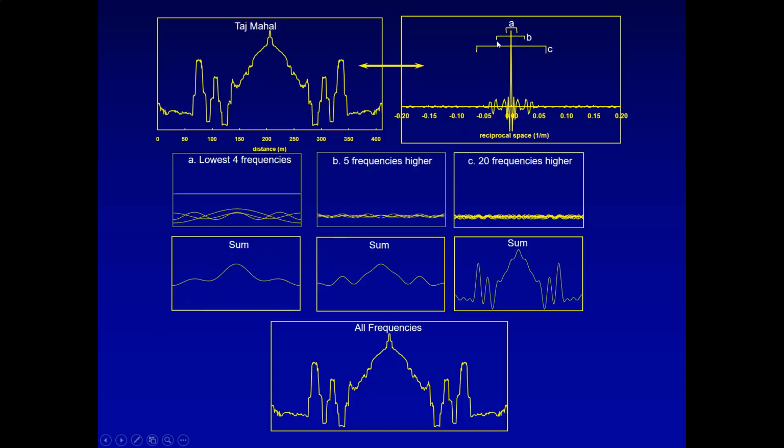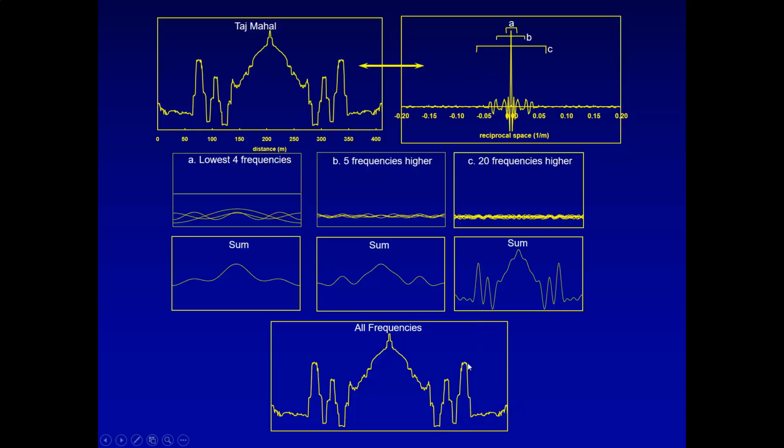If we go to the span B, the next 5 highest frequencies, here's what those frequencies look like. If we add them together, it's still not recognizable as the Taj Mahal, but there's a little more detail being formed. If we go to the next 20 frequencies, now we're picking up more detail. You can tell that there are actually 5 pieces to this object. And then after that, all the details are far out. They're at high frequencies, very far away from the center of reciprocal space.